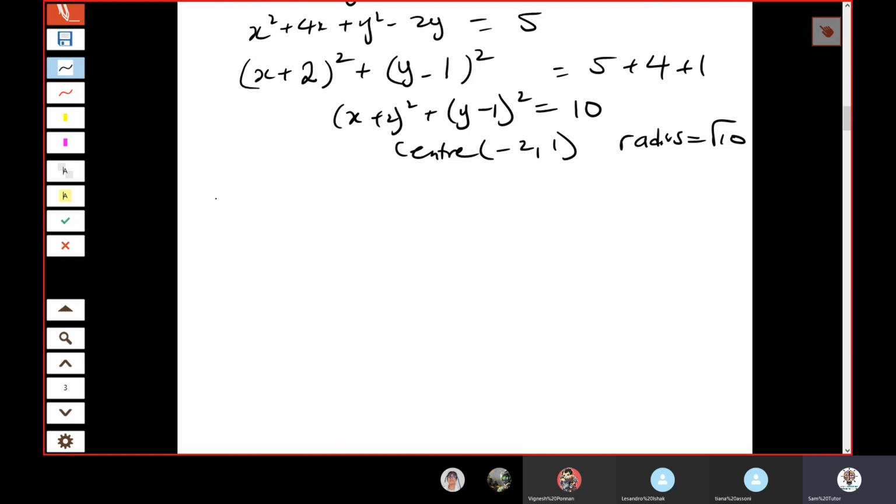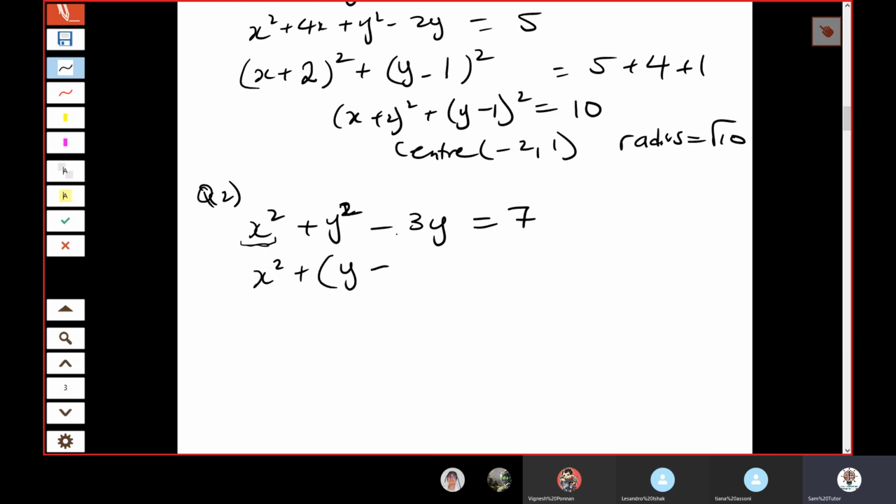We'll do, I guess, 2 more of those. So it's question 2. X squared plus y squared minus 3y equals 7. Well, this one's already perfectly completed, right? There are no other x's, so this one's fine. So you just leave it. No need to do anything with it. X squared plus constants I already have on the right hand side, so that's super helpful. Plus open bracket y minus half it, square it.